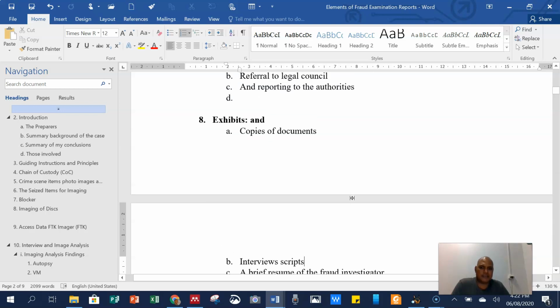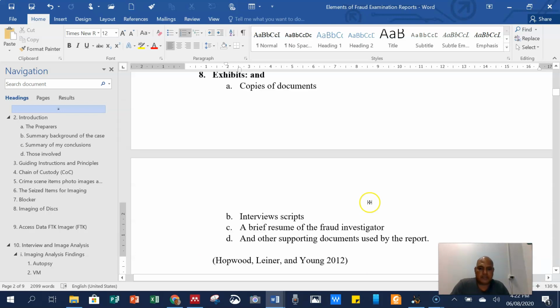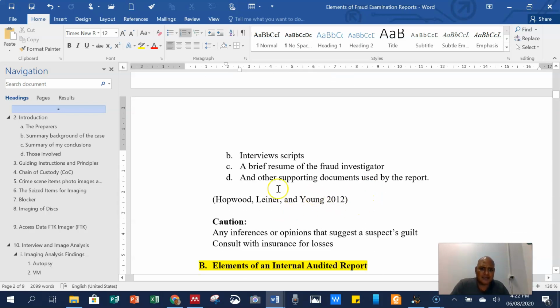And also in the exhibits, it should be detailed, at least a summary or an attachment of the brief resume of each fraud investigator that has been part of the team, as well as the supporting documents used by the report.